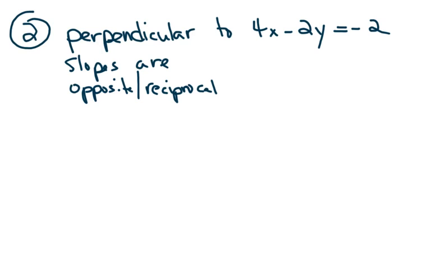Opposite reciprocal means you change the sign. Reciprocal means you flip the fraction. So first, I need to find the slope of this line. So I need to solve this equation for y.